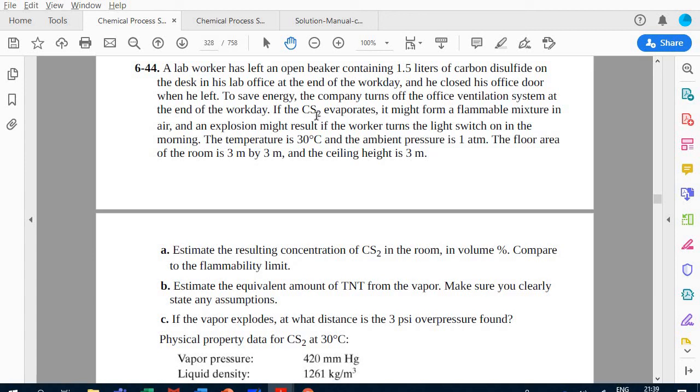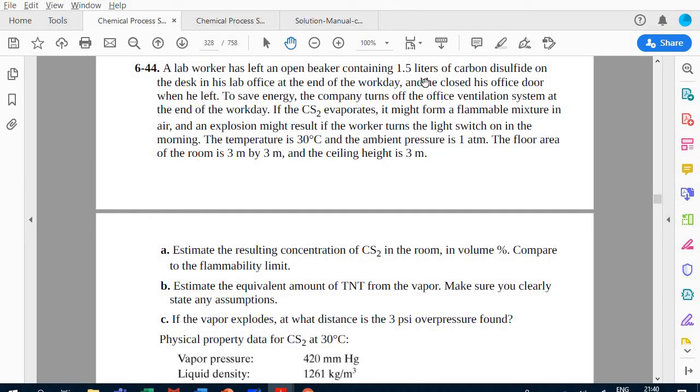CS2, right? We already have an idea about the volume here, and if you want to get an idea about the volume, what do we have? We have 1.5 liters here, and from the 1.5 liters you can know how many moles you have, right? And if you know how many moles you have, you can use PV equals nRT to calculate what volume of CS2 will be in that room. Okay, so considering that all of it evaporated, so we already have that. It already says that it evaporates.